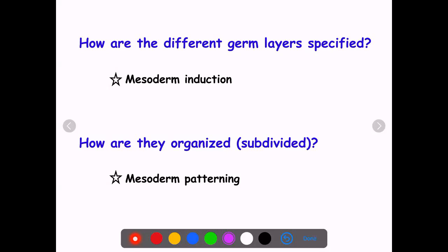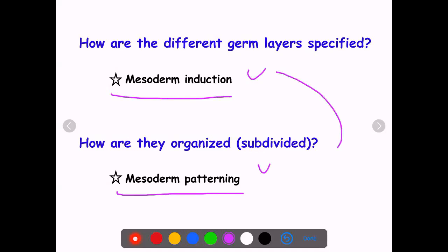So how are those different germ layers specified, especially the mesoderm induction? How do they determine induction? And you also saw the pattern from dorsal to ventral, from notochord to mesenchyme. We're going to learn these two things, and how these two are really important in the formation of the dorsal and ventral axis. Okay, and then later on, gastrulation.